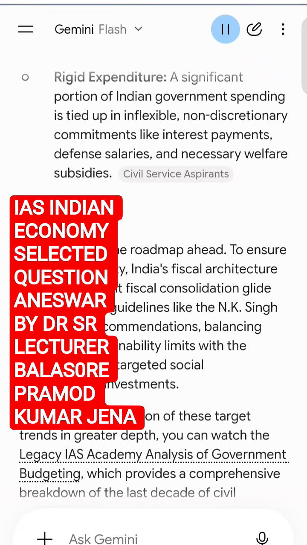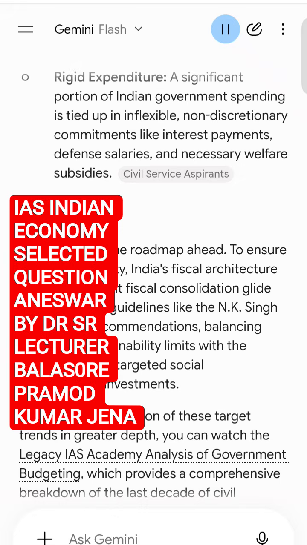Aspect: Revenue budget, Capital budget. Core definition. Revenue budget deals with short-term, day-to-day government transactions that do not alter assets or liabilities. Capital budget deals with long-term transactions that directly alter the asset-liability profile of the government. Receipts. Revenue budget: tax revenue, direct and indirect, and non-tax revenue, dividends, PSU profits, interest receipts. Capital budget: debt receipts, market borrowings, external loans, and non-debt receipts, disinvestment, recovery of loans.